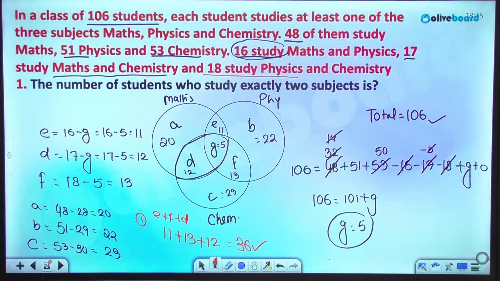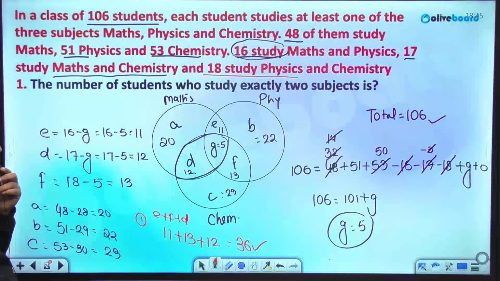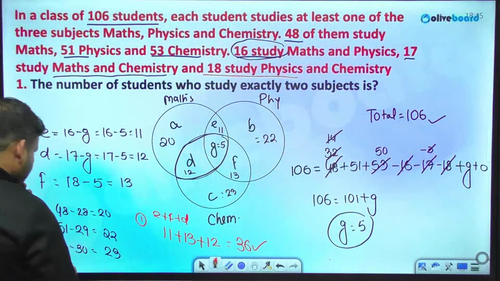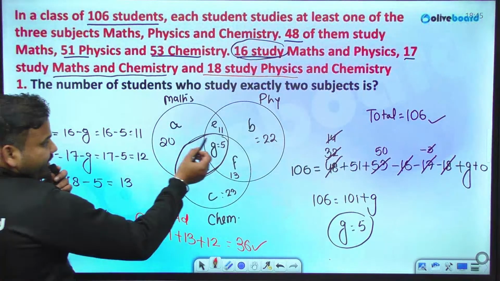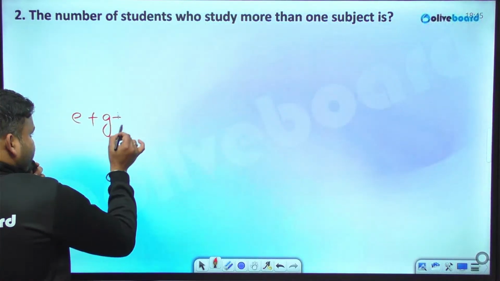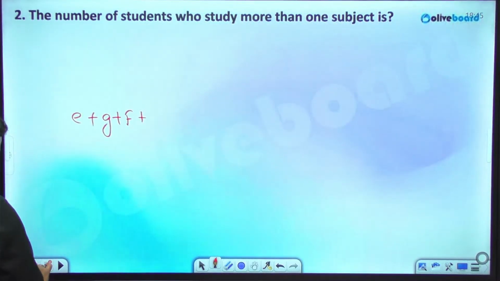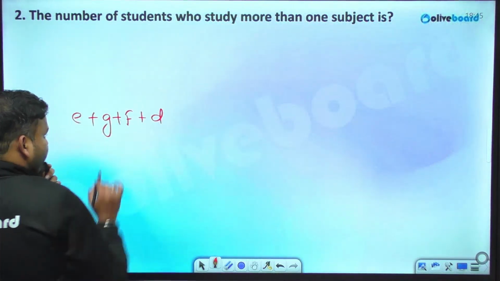Okay. What about more than one subject? The question says the number of students who study more than one subject. So you will be counting E plus, what will you be counting? You will be counting G, F, and D. So this will be our answer.